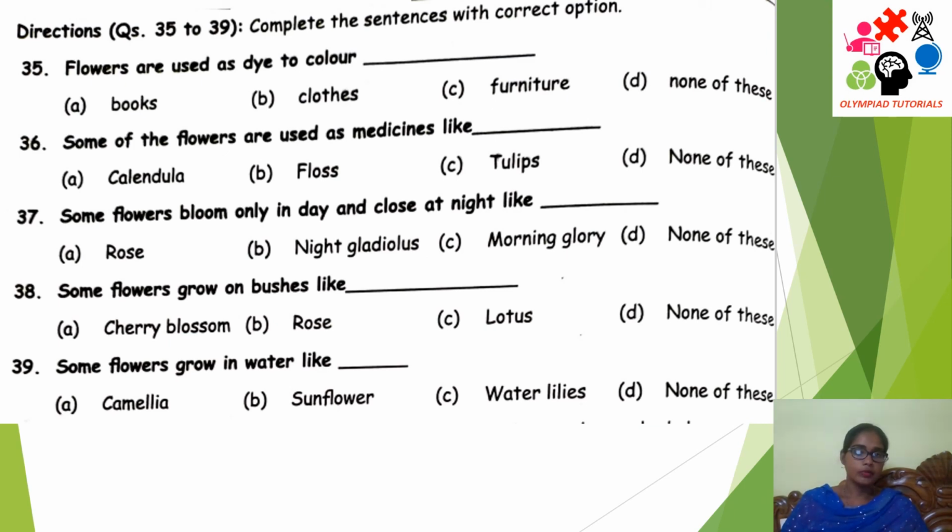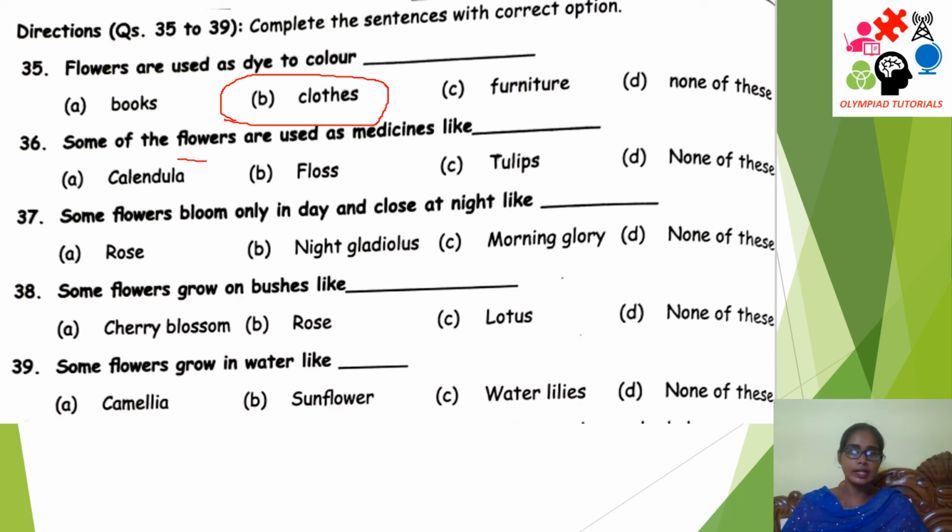Then for question number 35 to 39, you have to choose the correct option. So question 35, flowers are used as dye to color books, clothes, furniture, none of the above. So we use the color from the flowers to dye the clothes. Dye means to add coloring. Suppose you have a normal white color cloth and to make it colorful, you use the flowers to dye them.